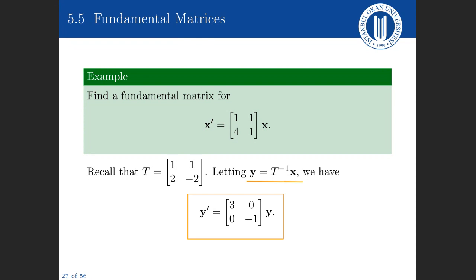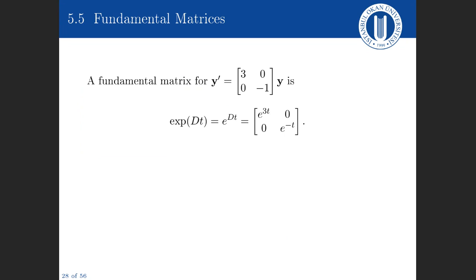As soon as we know the eigenvalues of our matrix, we can write down D, because it's just a diagonal matrix where the entries on the main diagonal are the eigenvalues. We can find a fundamental matrix for this equation. The exponential function of Dt, or writing this another way, e to the power of Dt. 3 becomes e to the power of 3t. And minus 1 becomes e to the power of minus t. Straight away, we're writing this down.